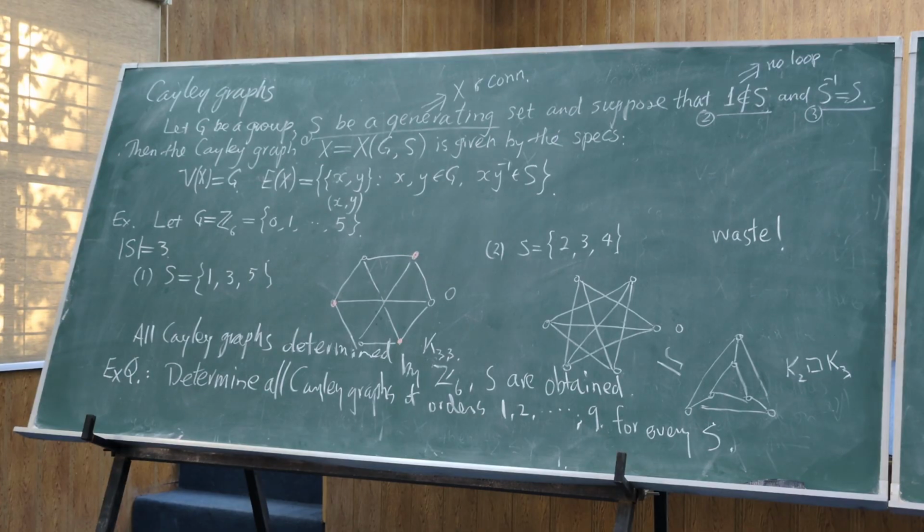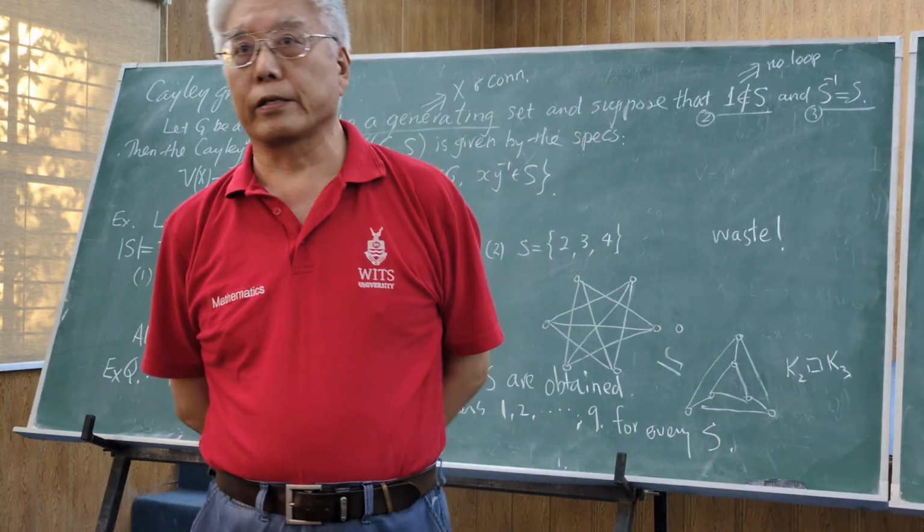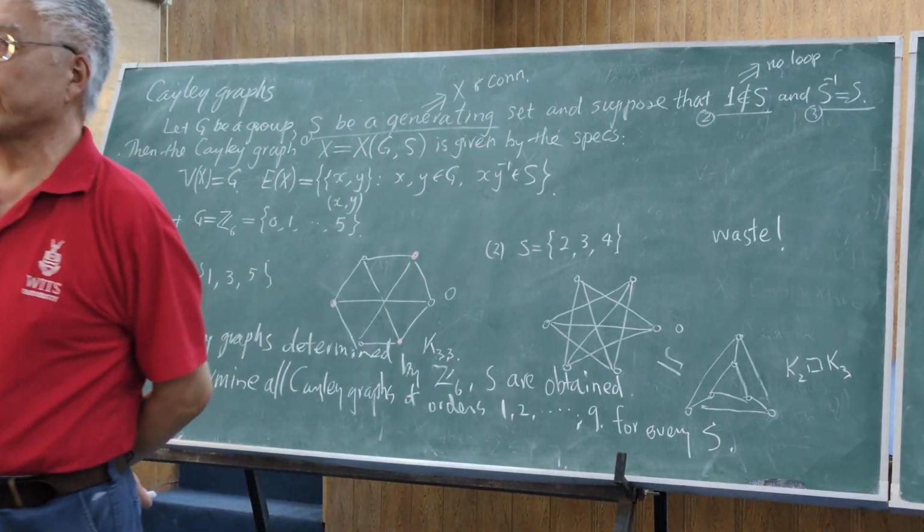Now, your question gives a very interesting question. How many different Cayley graphs are there for a given finite group? This is one question. You should write it down. I think it's recording, so it's fine. How many non-isomorphic Cayley graphs are there for any given finite group?